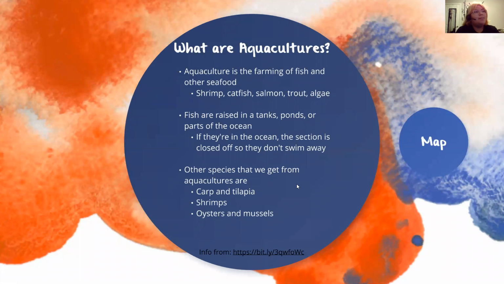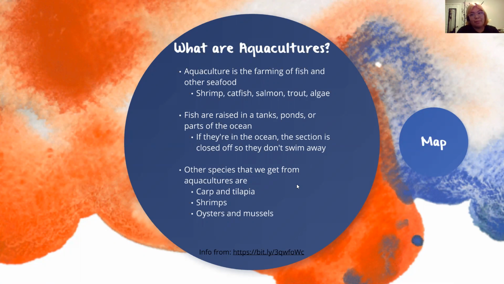Aquacultures. So now we're going to learn a little bit about aquaculture. So what are they? Aquaculture is the farming of fish and other seafood. For example, shrimp, catfish, salmon, trout, and algae. Fish are raised in a tank, pond, or in any other part of the ocean. But if they're raised in the ocean, the section is closed off so they don't swim away, but sometimes they do. Other species that we get from aquacultures are carp, tilapia, shrimps, oysters, and mussels.